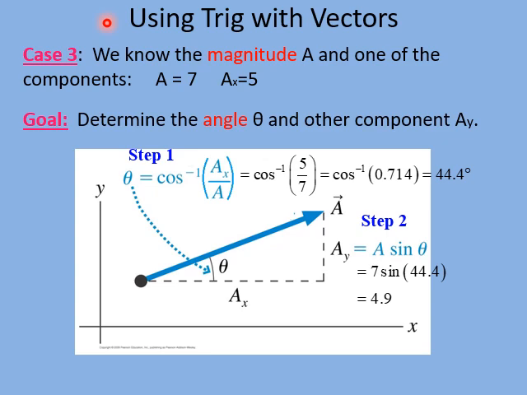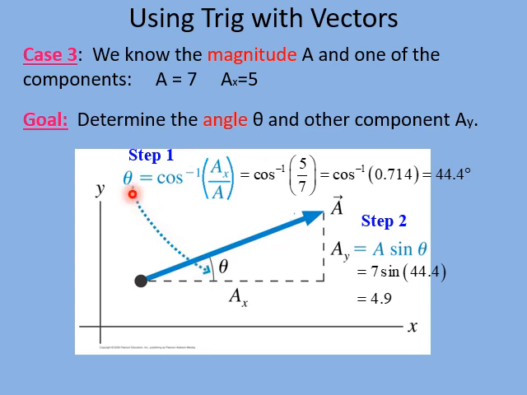One more example here, our last case here is where we know the magnitude of the vector, and we know one of its components, but not the other, and we don't know the angle. So for example, let's say we're told that the length of a vector is 7, and its x component is 5. So we want to find the angle of the vector, theta, and we want to find the y component of the vector. All right, so the first step here is let's go ahead and find the angle here.